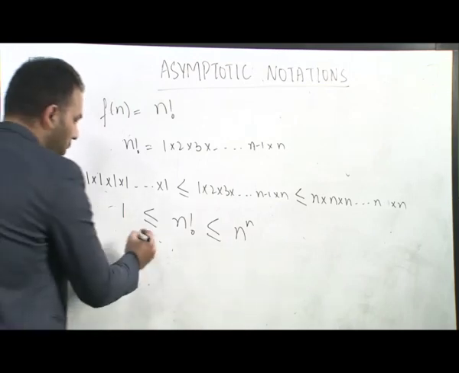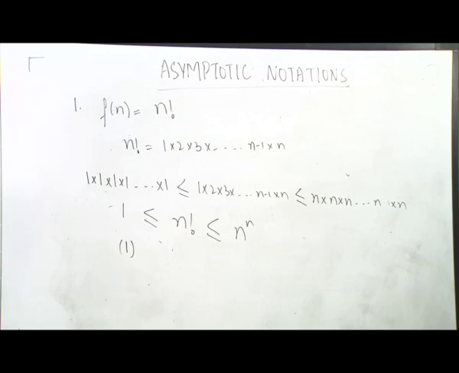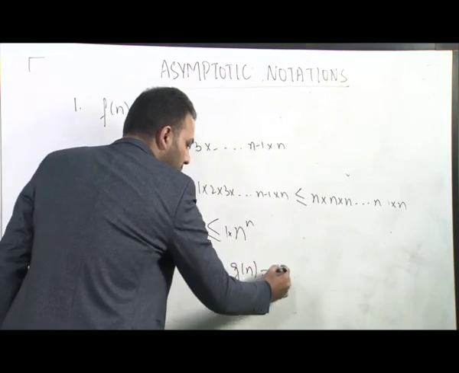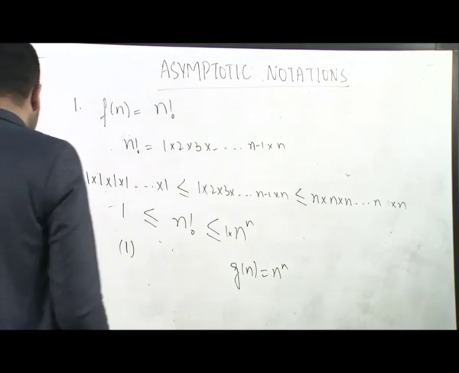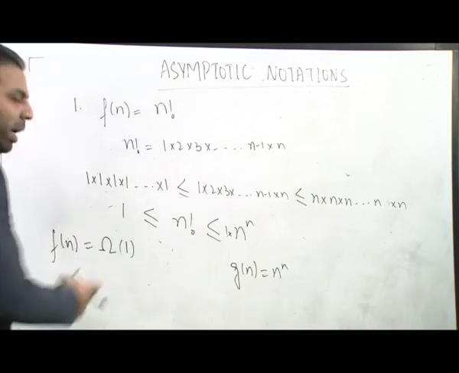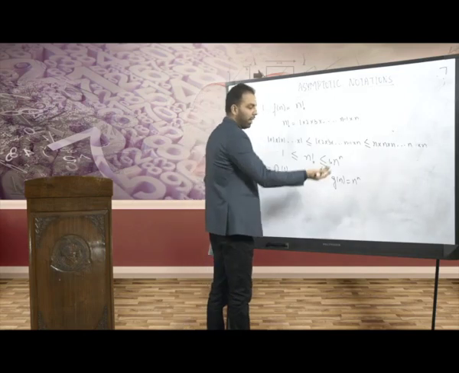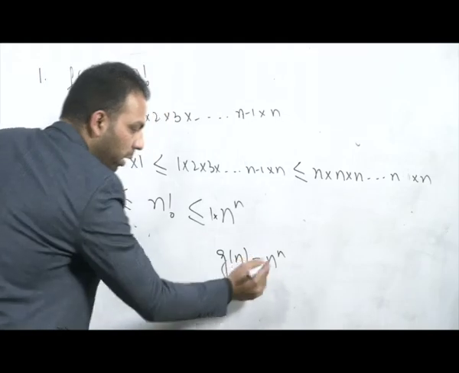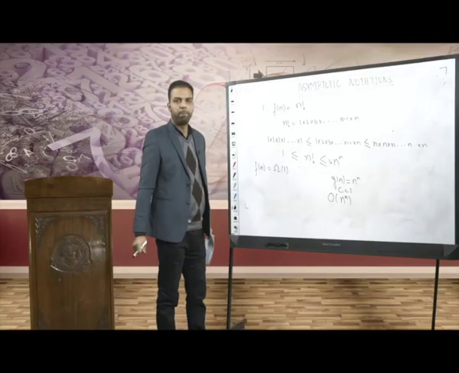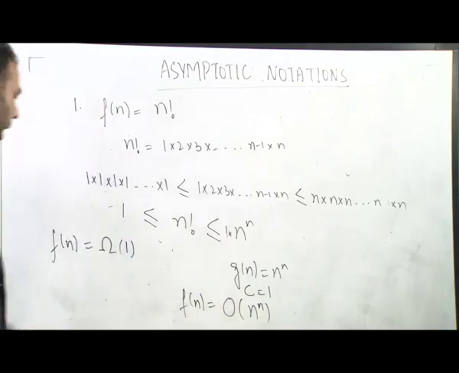Okay? What is this 1 here? It is a constant. And what's on the higher side? On the higher side, it is 1 multiplied by n raised to power n, so your g of n is n raised to power n. So what you can say is that this is the lower side: f of n is omega 1, constant time. And the upper side, that is your big O, where g of n is n raised to power n and your c is 1, so it is order of n raised to power n. So your f of n is big O of n raised to power n and it is omega of 1.